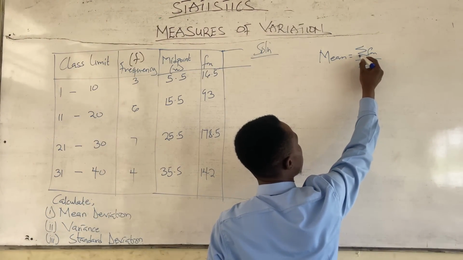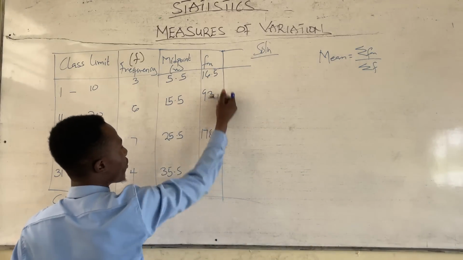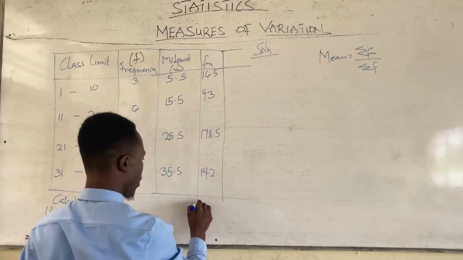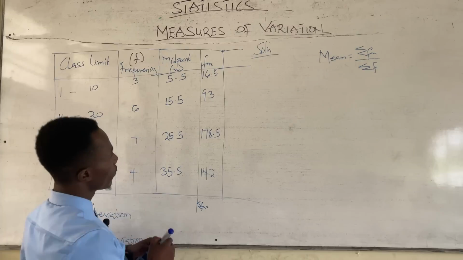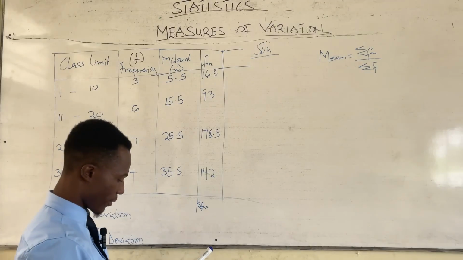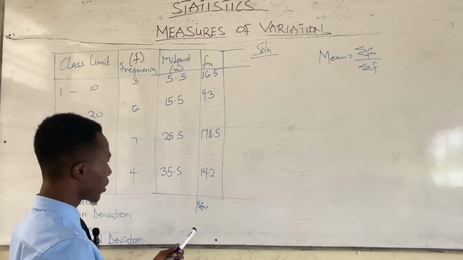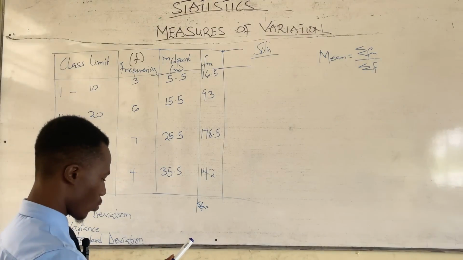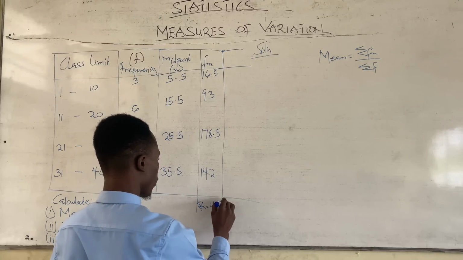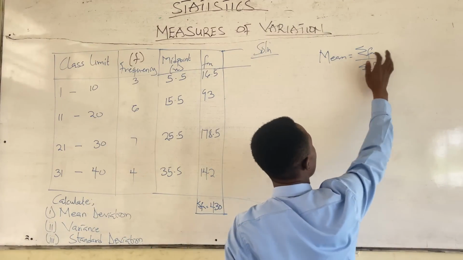Summation means we have to sum the fx. So this fx that we have on the table, we sum it according to the formula and name it summation of fx. We add everything here: 16.5 plus 93 plus 178.5 plus 142, which is 430. So we have the summation, 430, and we are done with the first part.